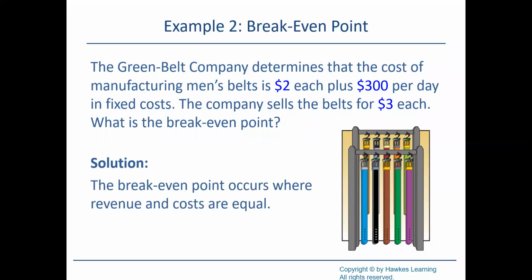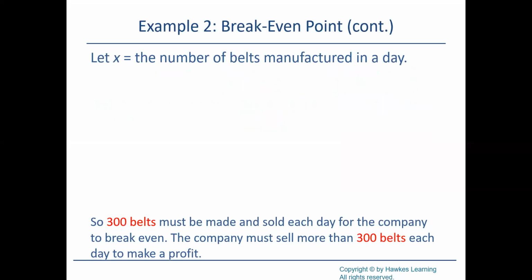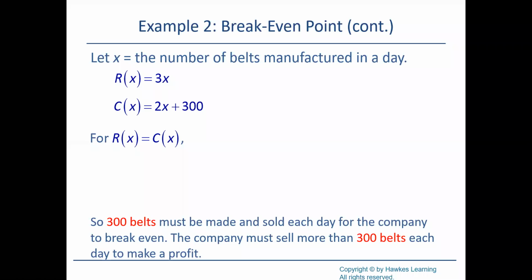Break-even point occurs when the revenue and costs are equal. Let X be the number of belts manufactured in a day. R of X, or the revenue, is 3X. The cost C of X is 2X plus 300. Set revenue equal to the cost function: 3X equals 2X plus 300. Solving for X, we get X equals 300. So 300 belts must be made and sold each day for the company to break even.